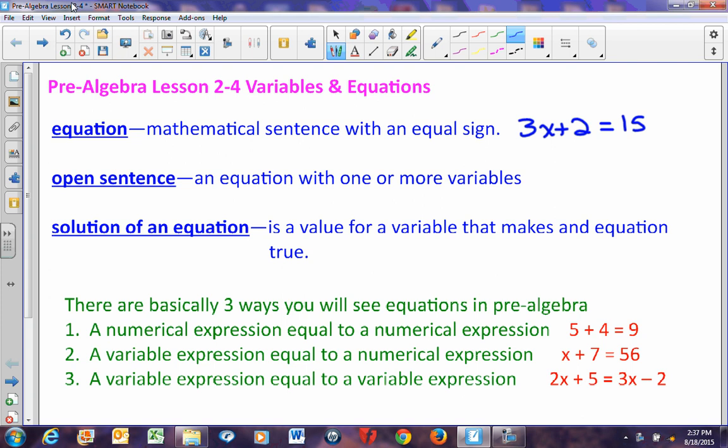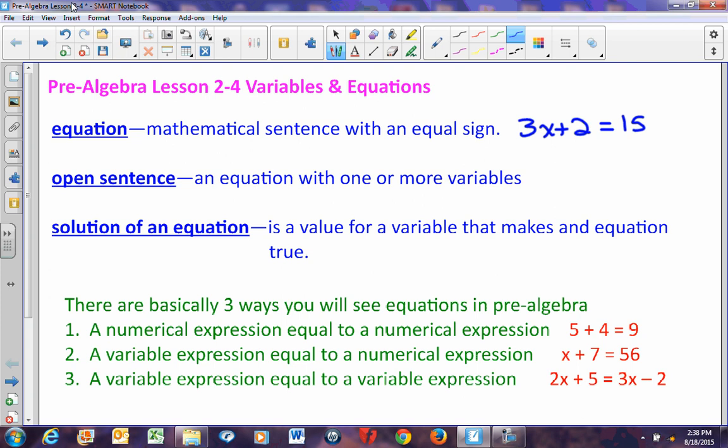An open sentence is an equation with one or more variables. So 3x plus 2 equals 15 would be an open sentence because it has a variable. The solution of an equation is a value for a variable that makes the equation true.